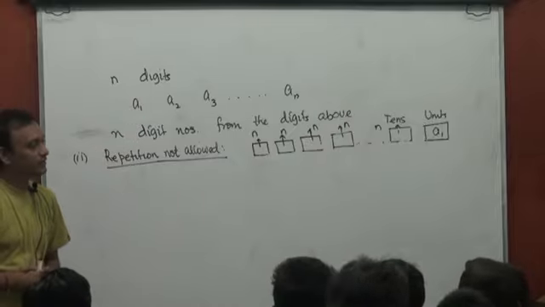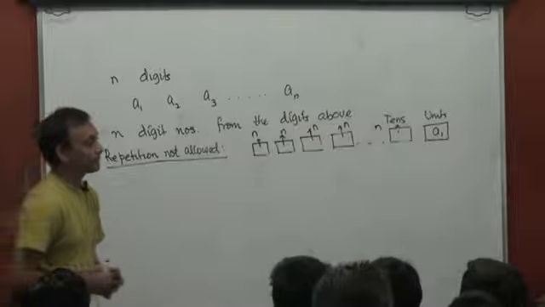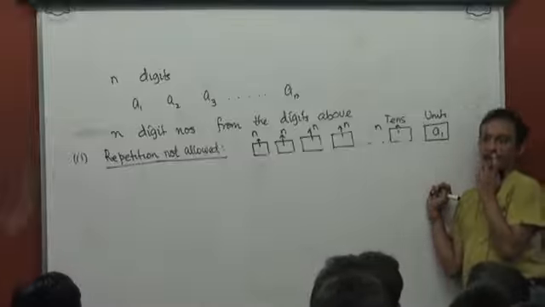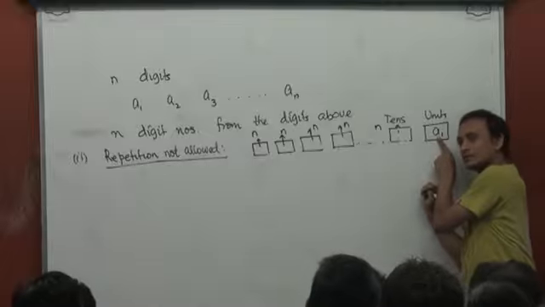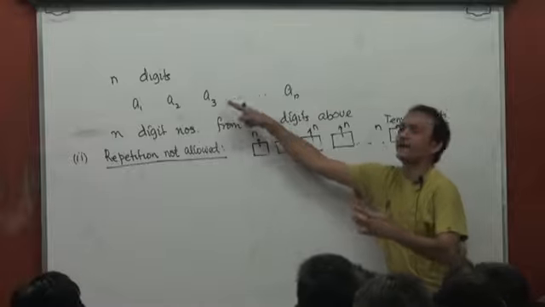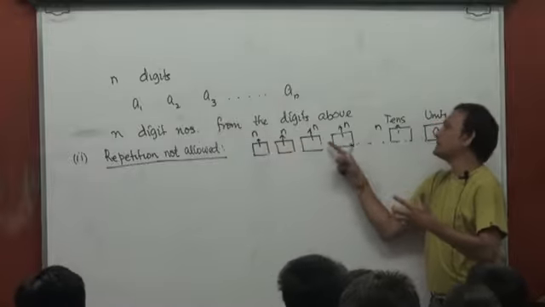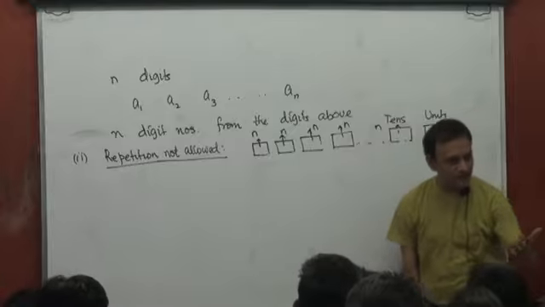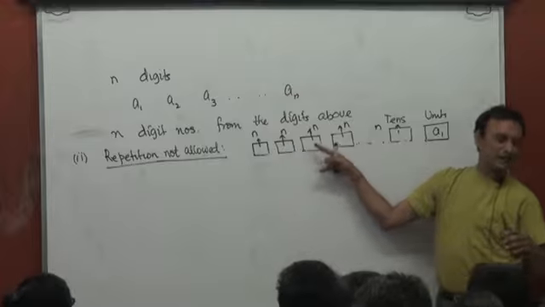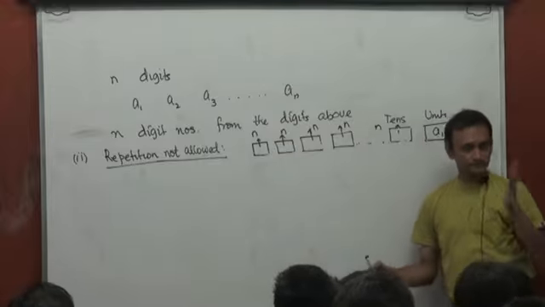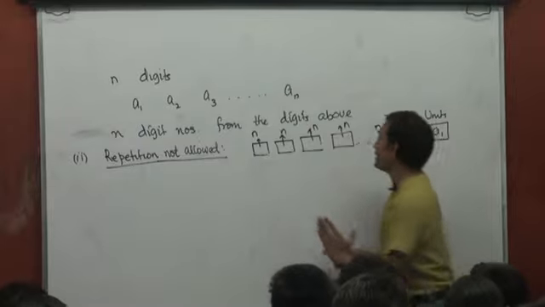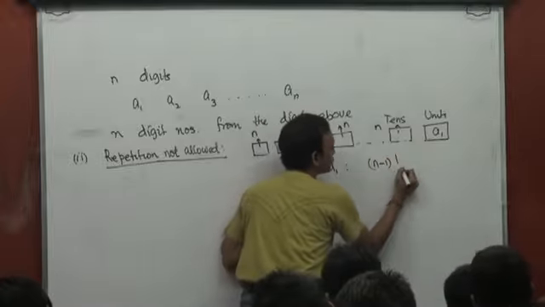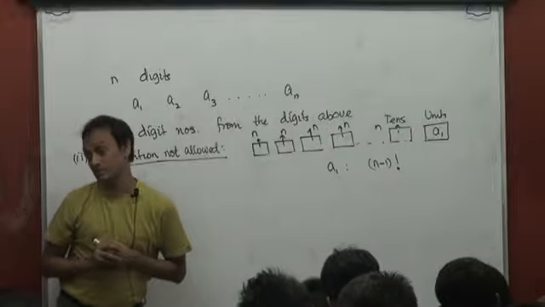If I fix A1 in the units place, n minus 1 factorial, because I have remaining n minus 1 digits to be placed in these n minus 1 slots, and that can be done in n minus 1 factorial ways. N minus 1 factorial ways, yes or no? Which is the same as n into n minus 1 into n minus 2, etc., will give you n minus 1 factorial, right? Clear? So then, with A1 in the units place, I have n minus 1 factorial numbers produced.